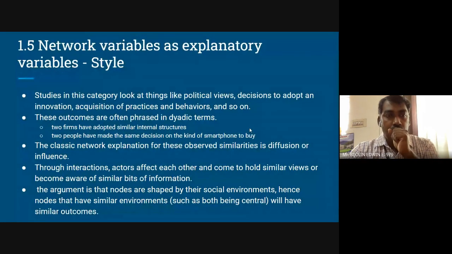Through interactions, each node might affect the others, based on the arguments they make and how they discuss with each other. These are the other main important aspects of these network variables that can be worked out with the explanatory variables.